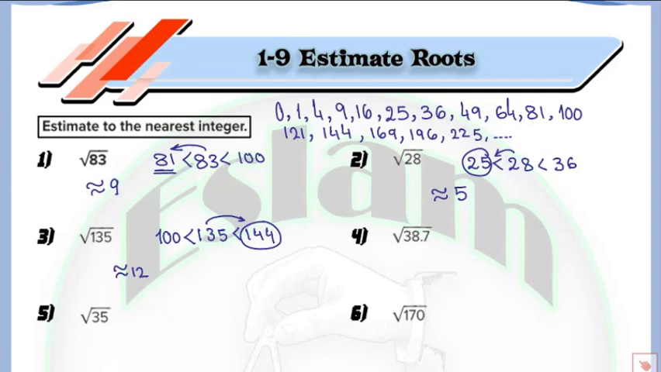The square root of 38.7. Just write 38.7. And we need to find two square numbers, one before 38 and one after 38. You will find that 38.7 lies between 36 and 49. Now you'll find that 38.7 is close to 36. The square root of 36 equals 6. So the square root of 38.7 is approximately 6.